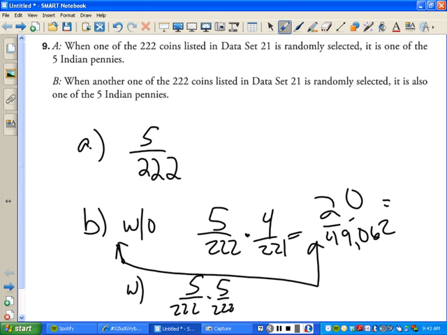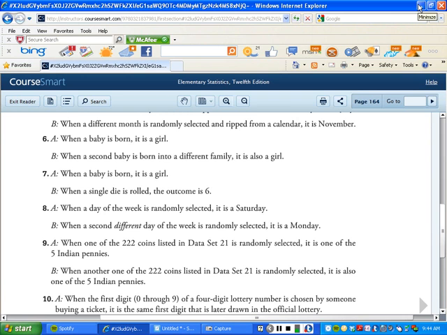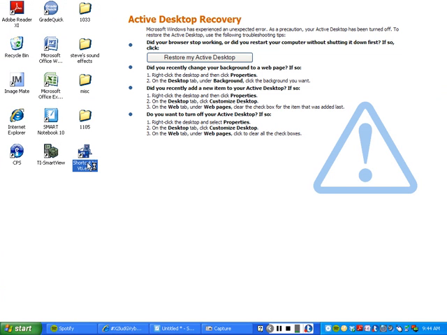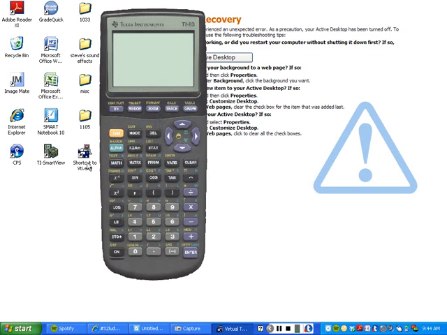I got 4.07 times 10 to the negative 4. So it's with replacement then, because the answer is 4.07 times 10 to the negative 4. So they did it with replacement? Yeah, with replacement. It's not a very well-written question in terms of knowing whether or not you should assume it's with or without. 5 over 222 squared.